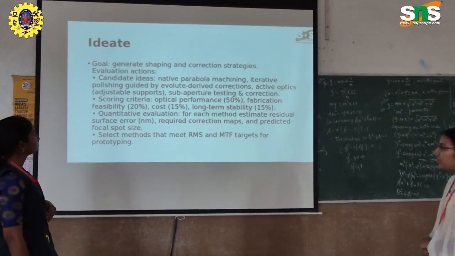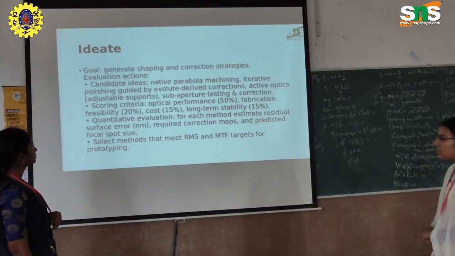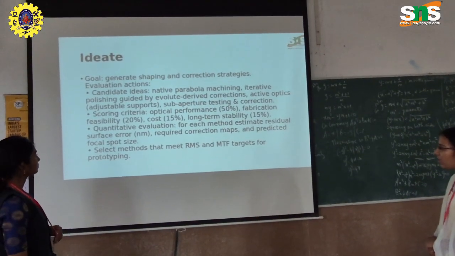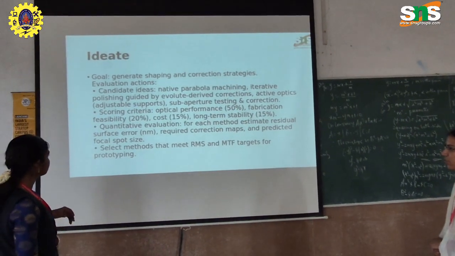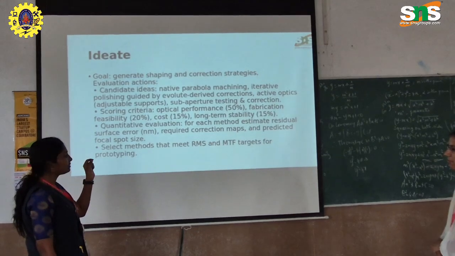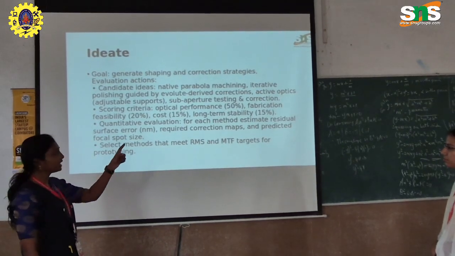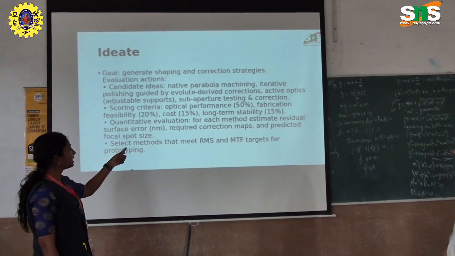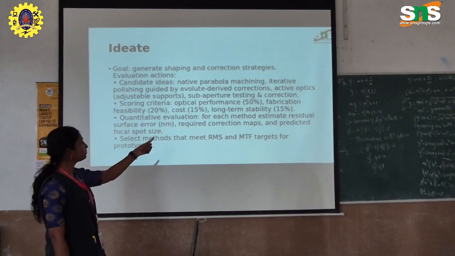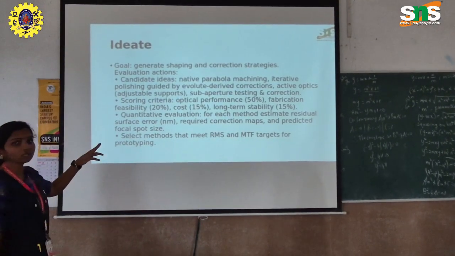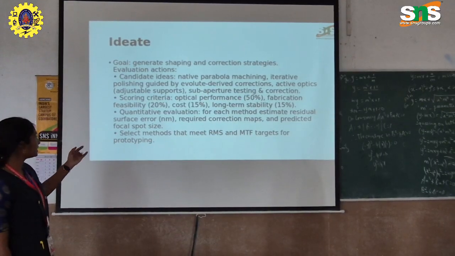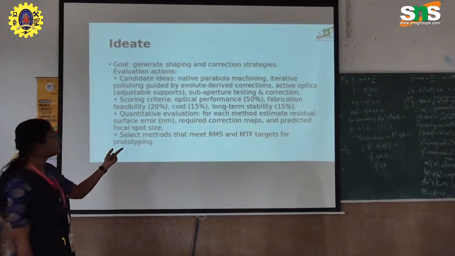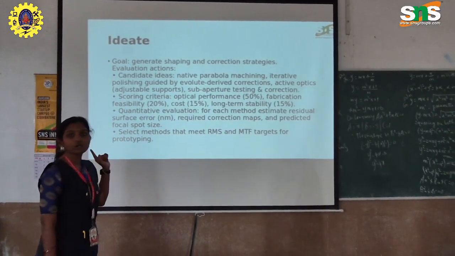Quantitative evaluation: for each method, estimate residual surface error, required correction maps, and predicted focal spot size. So in this quantitative evaluation, we need to calculate that residual surface error. This is in nanometers, and we also require correction maps and predicted focal spot size of the parabolic mirror. Selection methods, that means RMS and MTF are to be also targeted.